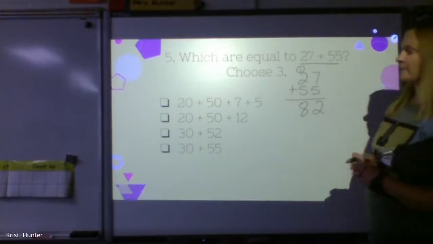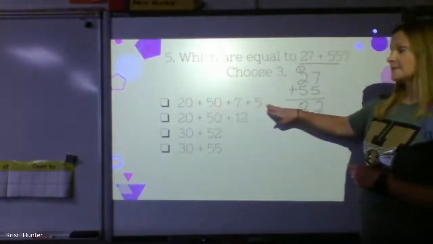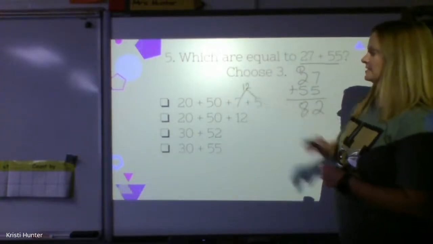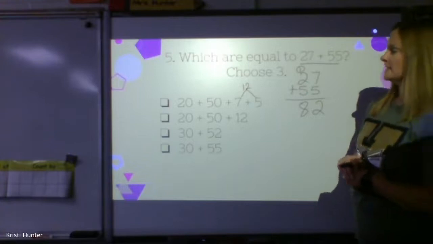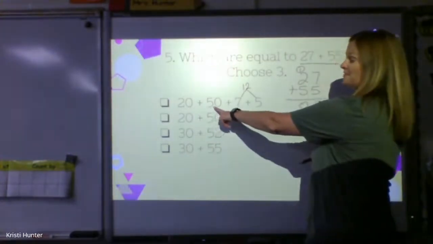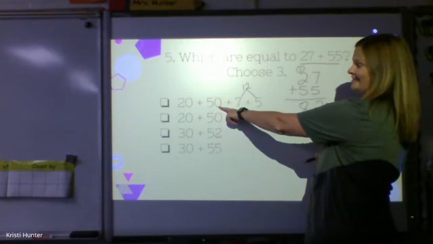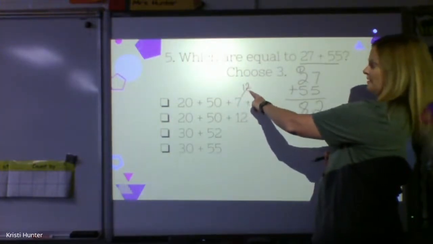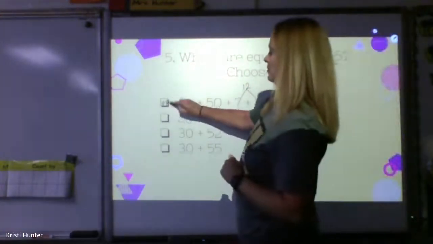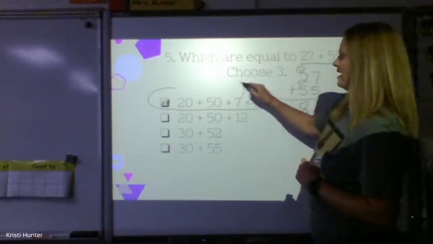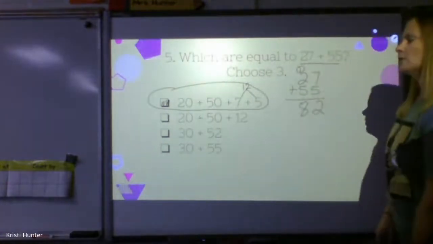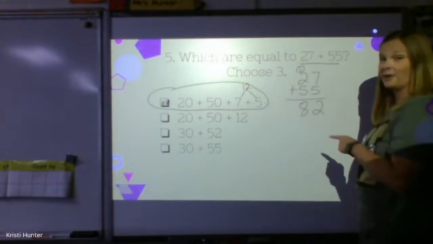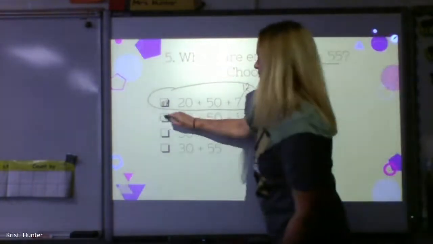So here we go. I'm going to look at this problem first, and I'm going to go ahead and pair this up in my head because I know 7 plus 5 is 12. So I have 20 plus 50 makes 70, plus a 10, 80, and 2 ones, 82. So that one would work. So that equation should be written down as a possible answer. Well, look, this equation, and once I paired these two up, are the same equation, right? So that one would work.